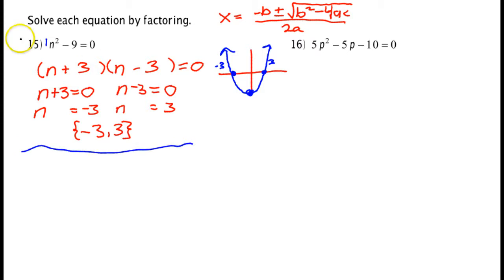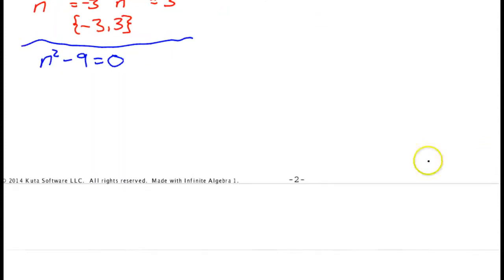So let's do the same problem, but complete the square. n squared minus 9 equals 0. What is half of 0? Because b is 0, right? There's no b value here. What is half of 0? 0. 0 squared is 0. So there's nothing to complete here. There is no square. So all you have to do is start solving. Add 9 to both sides. Equals 9.